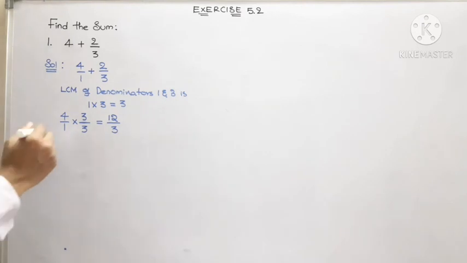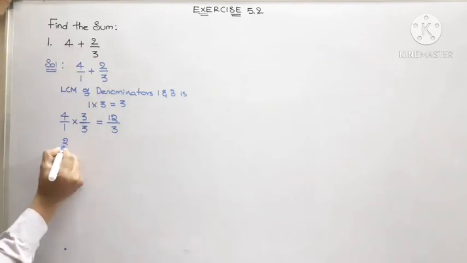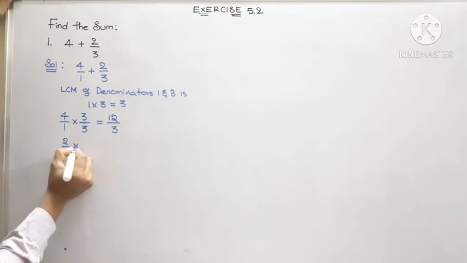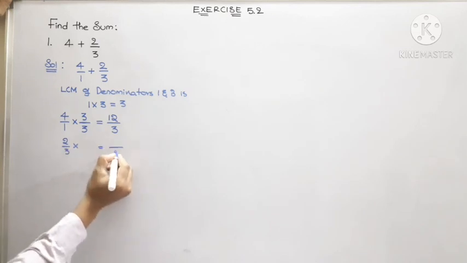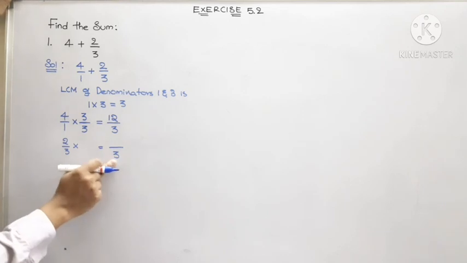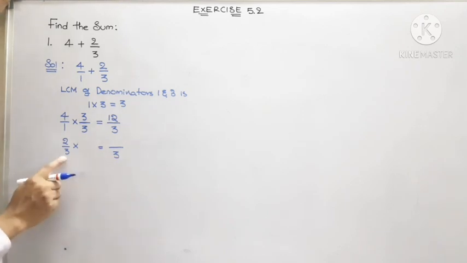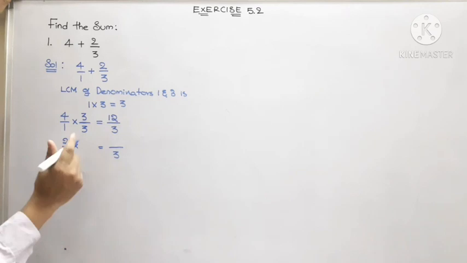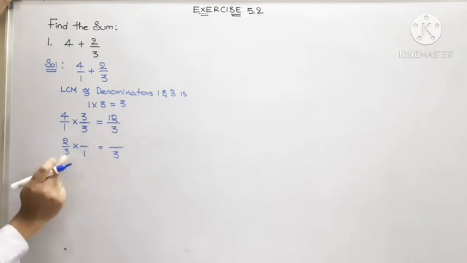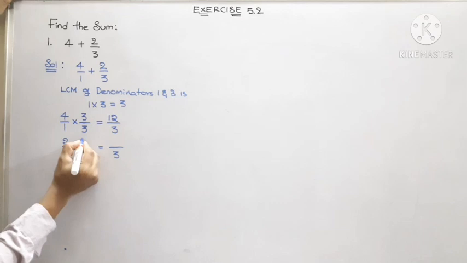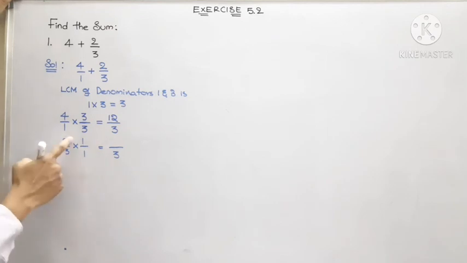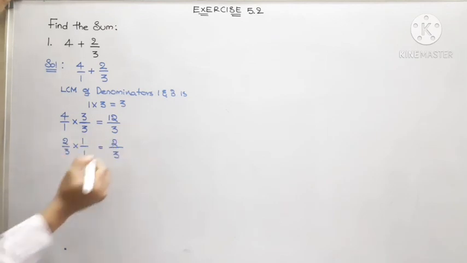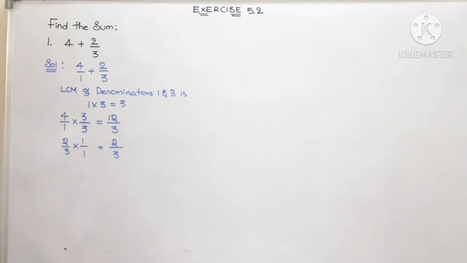Now, check the second one. The original fraction is 2 by 3. In order to get like fractions, we need to have the denominator as 3. With what do we have to multiply 3 to get 3? 1, because 3 ones are 3. The same you have to put at the numerator also. 2 multiplied by 1 gives us 2. So 2 by 3.